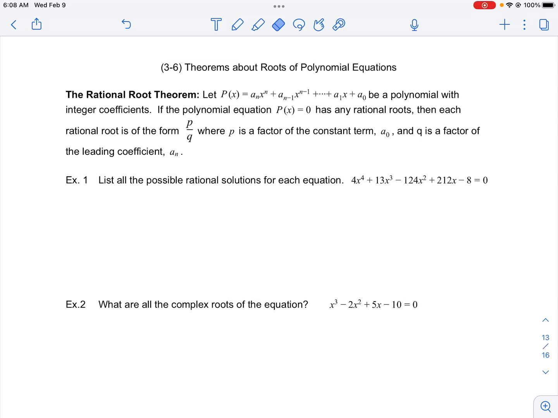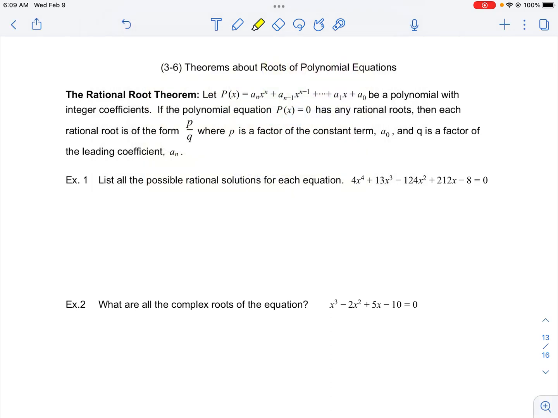We're going to begin looking at alternative methods to solving polynomials. We've done it through factoring, we've done it through the graphing calculator, and today we're going to begin looking at the rational root theorem.